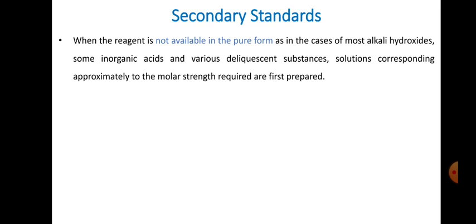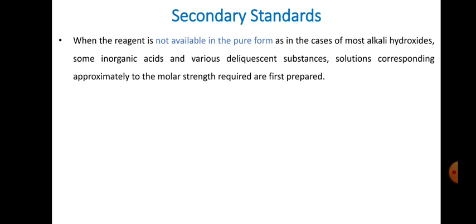I told you the properties we have discussed with respect to the primary standard; very few substances possess all those properties. So there is some compromise. There are certain substances which lack one or two of those properties, and there is some compromise in the purity of the substance. So those substances we can consider as secondary standards.